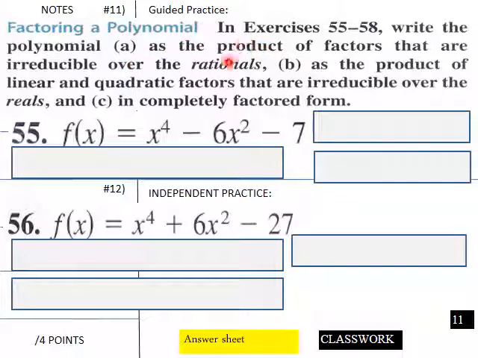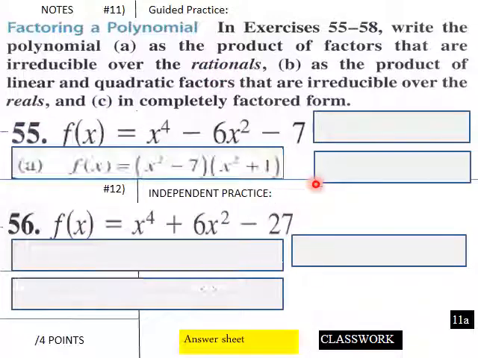Write the polynomial as a product of factors that are irreducible over the rationals. So we're going to write it as a product of linear and quadratic factors that are irreducible over the reals, and in completely factored form, meaning you're going to use complexes here. You're going to use rationals here, then irrationals here, and complexes here. That will be the method that you use.